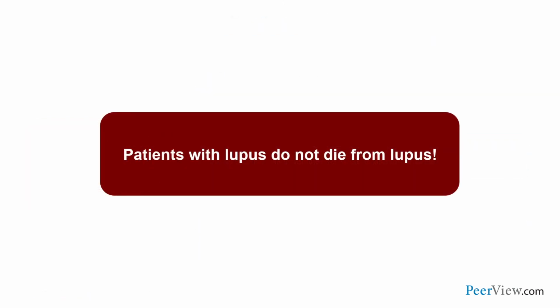Now, this may shock you. Lupus patients usually don't die from lupus. They die from other complications. The most common cause of death after the first 5 years is cardiovascular disease, and infection is number 2. Don't forget, vaccinate.